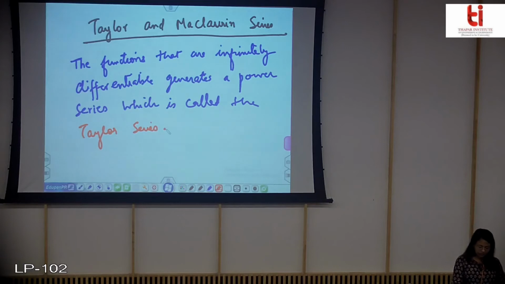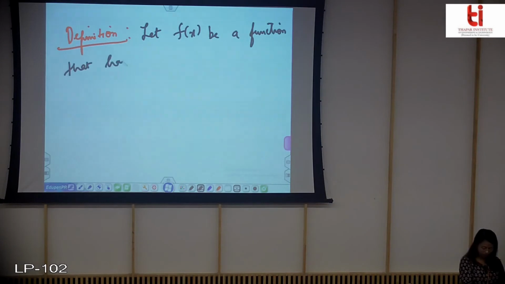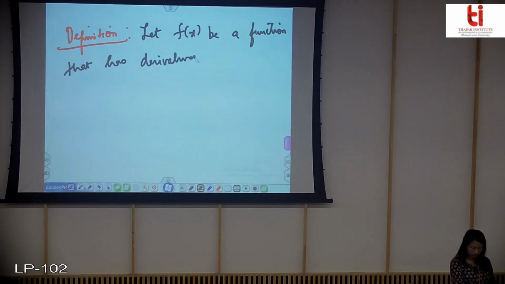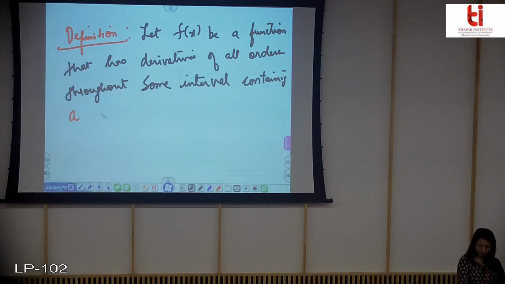So let us write down the proper definition of the Taylor series and Maclaurin series. Let f(x) be a function that has derivatives of all orders throughout some interval containing a as an interior point.